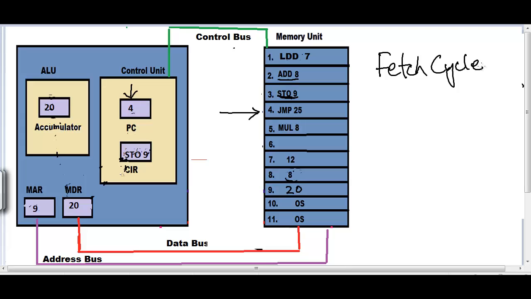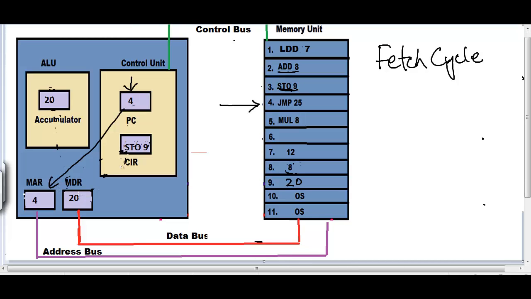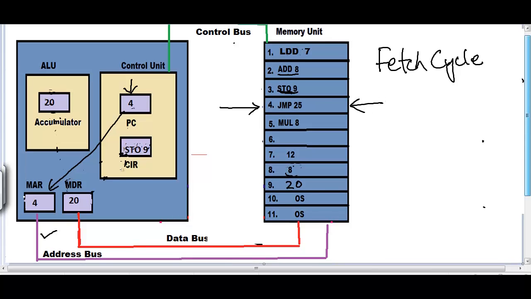As a first step, this value in the program counter is going to be copied into the MAR. Now as soon as the value of the program counter is copied into the MAR, this value is also updated instantly on the address bus. So the address bus is now pointing to location number 4.